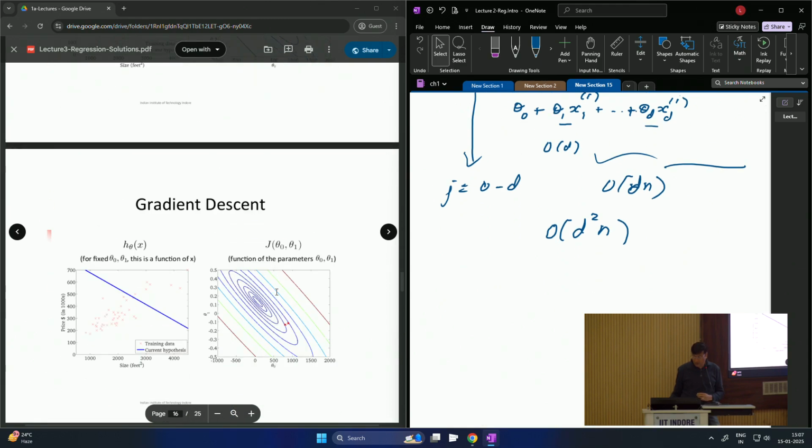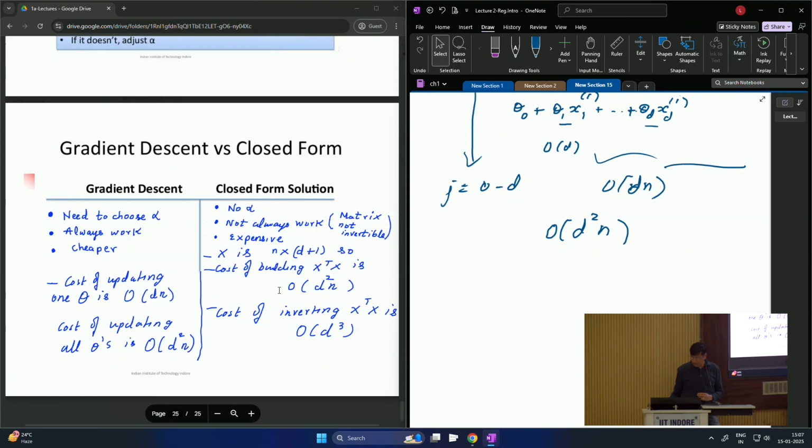Okay. So now let's go back to the complexity. So the cost of updating is dn, and the cost of updating all theta is d square n. So which is cheaper? If your d is nearly equal to n, in that case the numerical method would be cheaper because there is a d cube here.